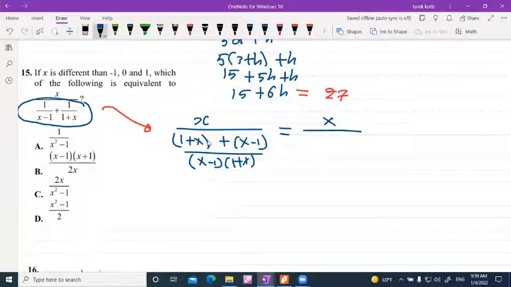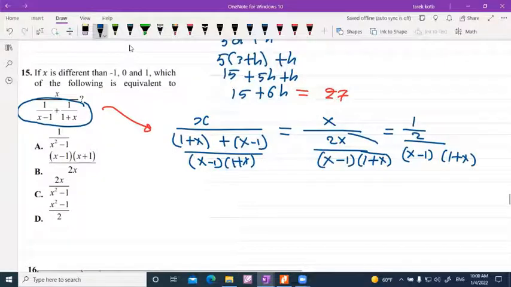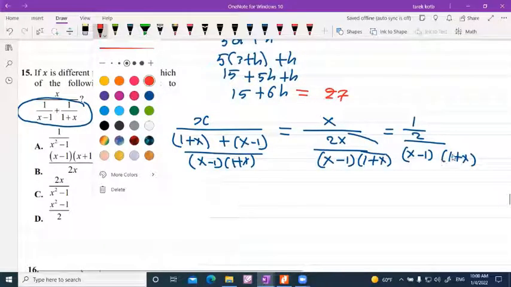It will be x over x minus 1. According to this, you can remove the brackets. It will be 2x, only 2x, because the 1 cancels the 1, over x minus 1 times 1 plus x. Good. And then you can say that x over 2x equals 1 over 2. So this will be 1 over 2 over x minus 1 times 1 plus x.